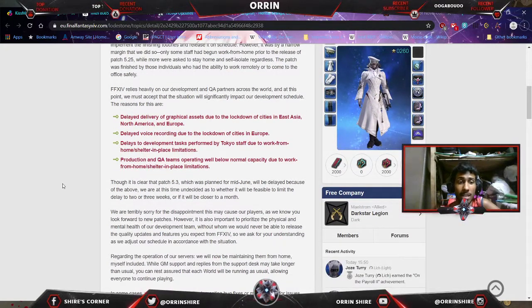Final Fantasy XIV heavily relies on our development and QA partners across the world, and at this point we must accept the situation will significantly impact our development schedule. The reasons: number one, delayed delivery of graphical assets due to lockdown of cities in East Asia, North America, and Europe.